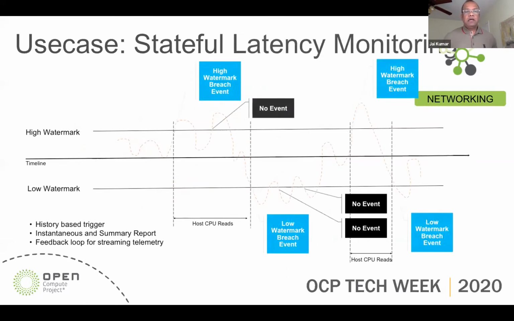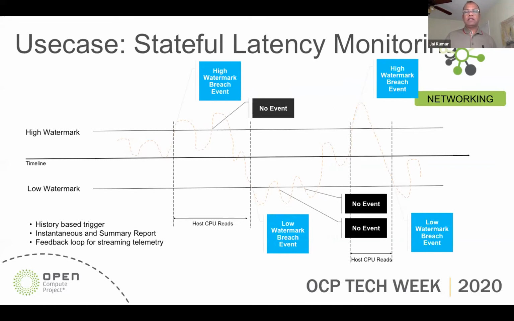And then the next use case, which I'll be talking about, is latency monitoring. Now, we already have attributes for latency monitoring, but they are sort of static in nature. When I say static in nature, what we can do is say that there is a high watermark or a low watermark, and then there's a strict comparison against the high watermark or low watermark, and then an event can be generated, right?